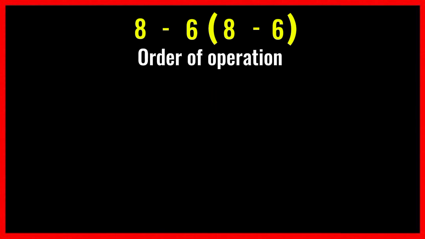8 minus 6 equals 2, and then inside the parentheses, 8 minus 6 also equals 2. Finally, 2 times 2 equals 4. But this answer is not correct because we did not follow one of the most important rules in mathematics called the order of operations. The order of operations is commonly known by the acronym PEMDAS.